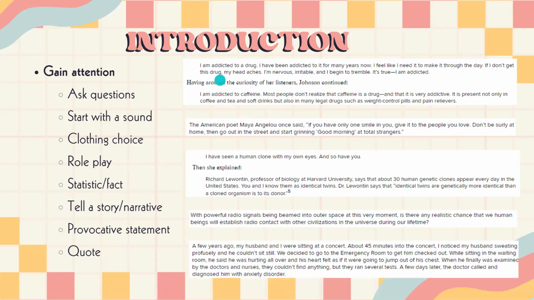So our first example is: I'm addicted to a drug. I've been addicted to it for many years now. I feel like I need it to make it through the day. If I don't get this drug, my head aches. I'm nervous, irritable, and I begin to tremble. It's true. I am addicted, right? I got your curiosity. Now I get into my topic.